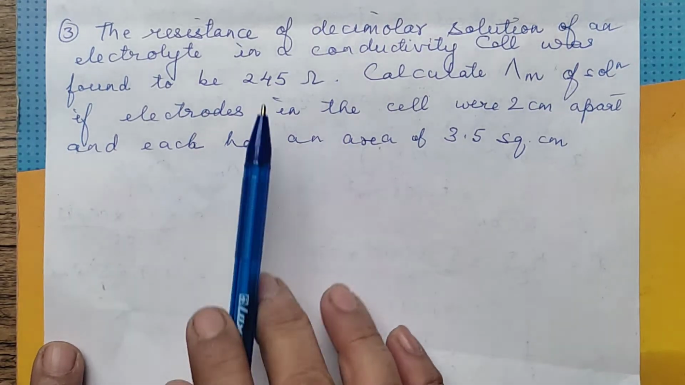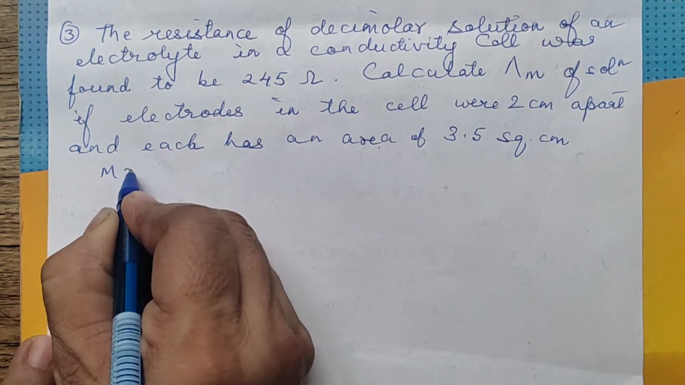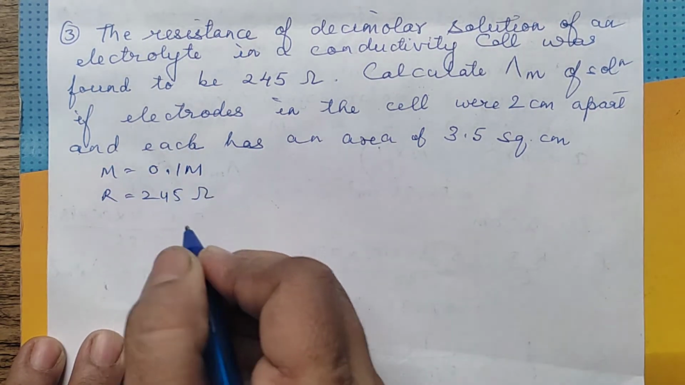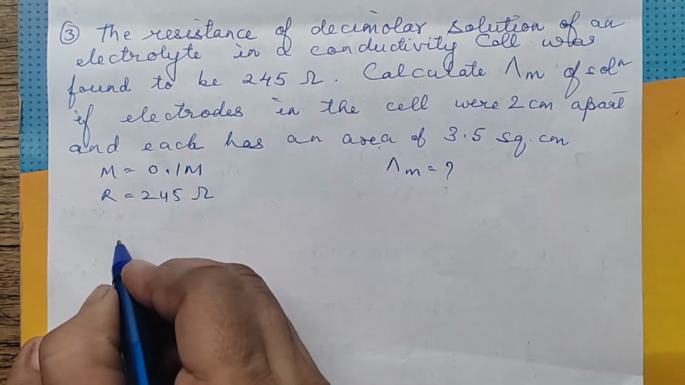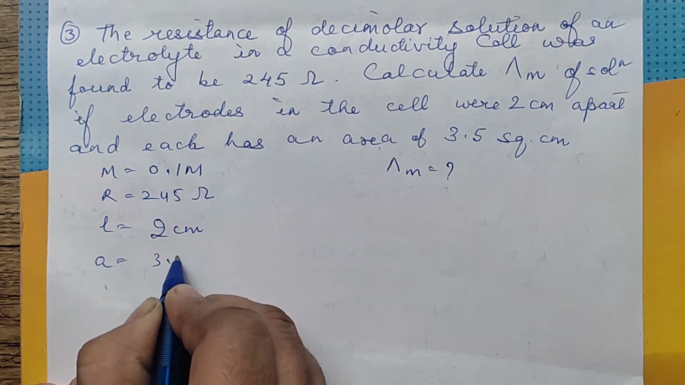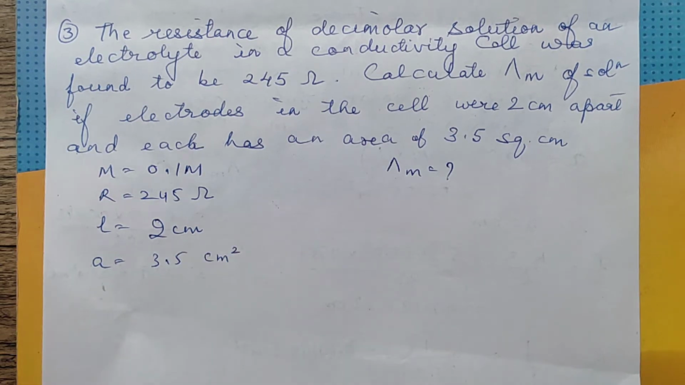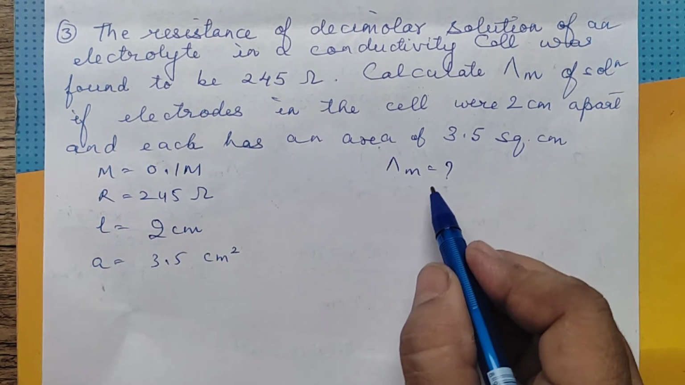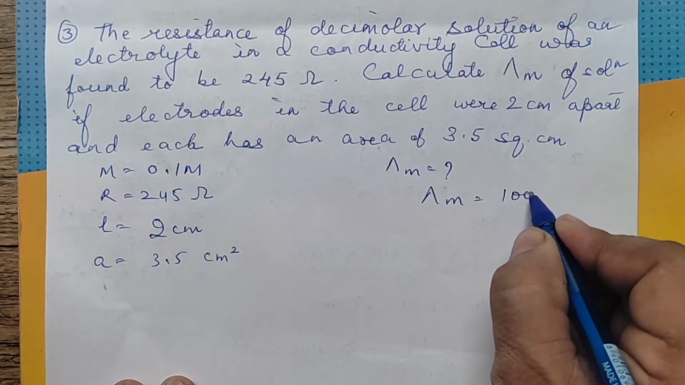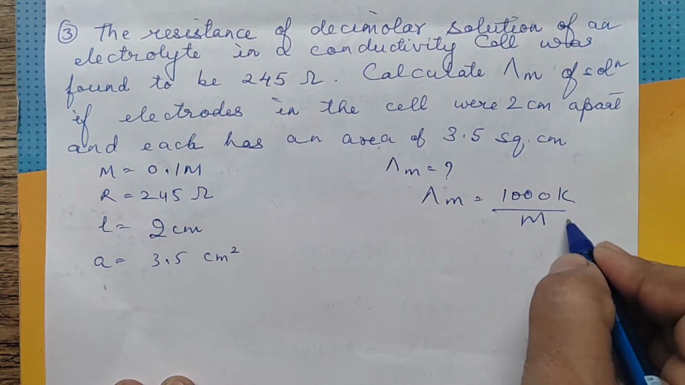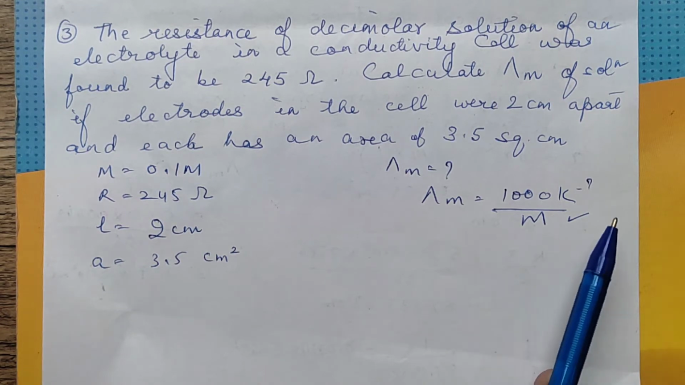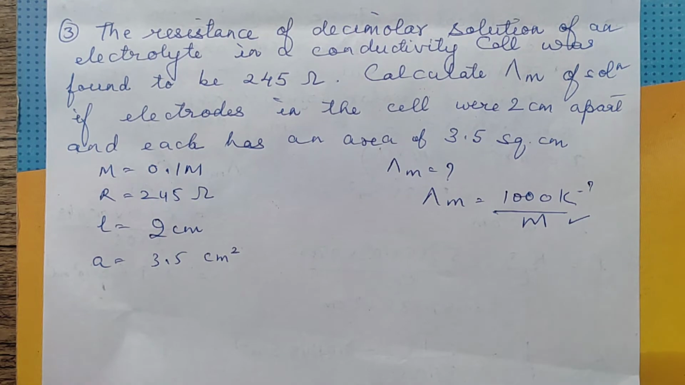We have resistance of a decimolar solution. Decimolar means the molarity is given as 0.1 molar. Resistance is given as 245 ohms. We are looking for lambda m calculation, where the distance is given as 2 centimeter and the area is given as 3.5 centimeter square. Right? So we do not know lambda. For lambda m we need kappa also, because we know the formula for lambda m as 1000 kappa by M. We know molarity. We do not know kappa. First we should be calculating kappa so as to substitute here. So first let us calculate the kappa value.